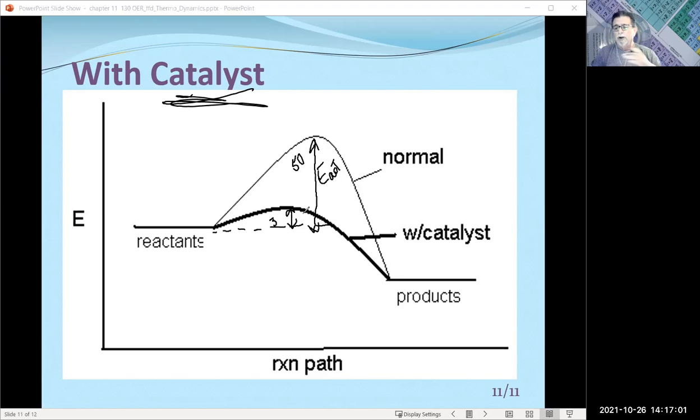Catalysts are very important. Our intestines, our whole body, our whole life wouldn't exist without catalysts, because a lot of the reactions that occur in our body, if you try to do them in a test tube without any catalysts, may never react. So thank God for catalysts.